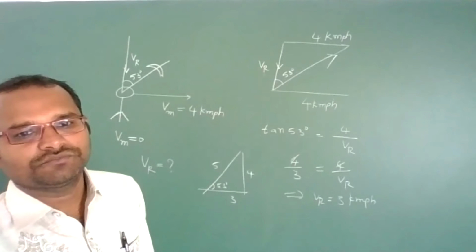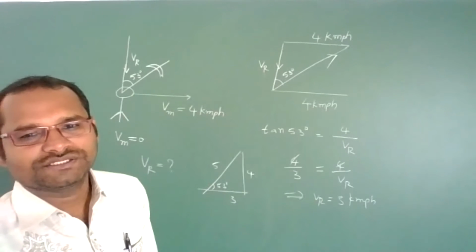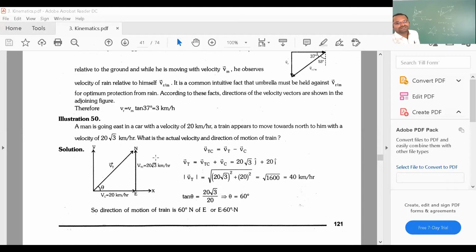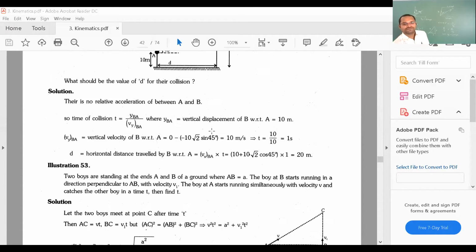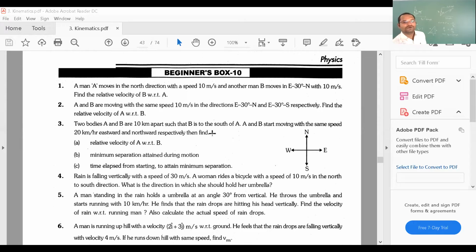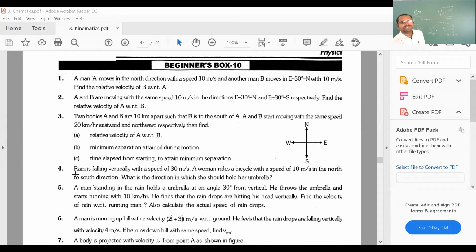Let us take one more example, similar to the rain man problem, so that you will understand clearly. I'll go to the exercise, beginner box, question number 4.